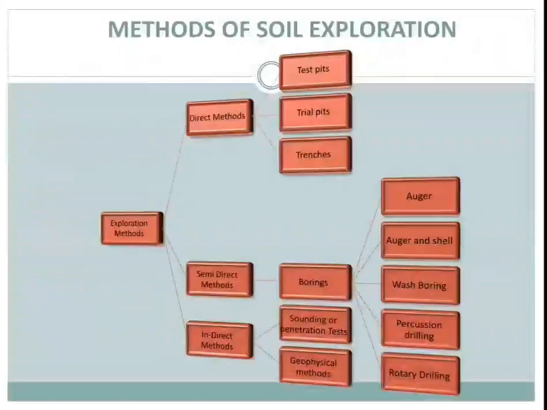Next is method of soil exploration. There are three methods of soil exploration: direct method, semi-direct method, indirect method. In direct method, there are three subtypes: test pit, trial pit, trenches. Semi-direct method, boring. There are types of boring: auger and shell, wash boring, percussion drilling, rotary drilling. In indirect method, sounding and geophysical method.